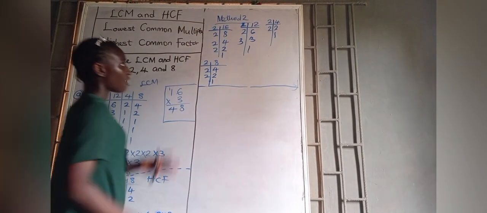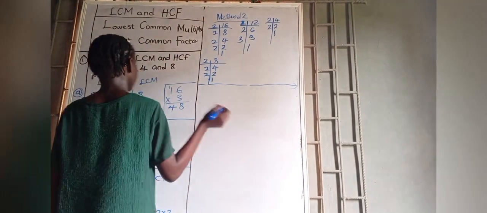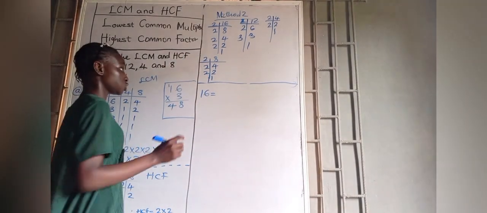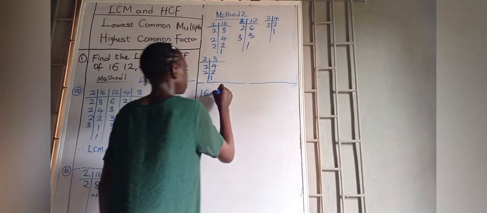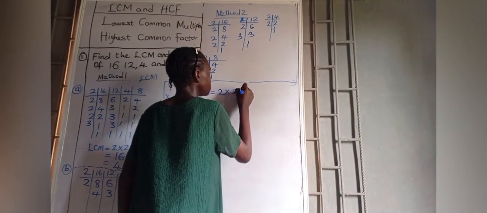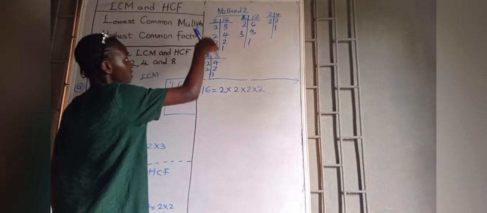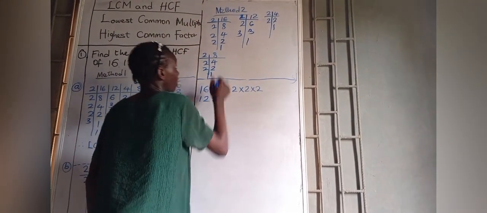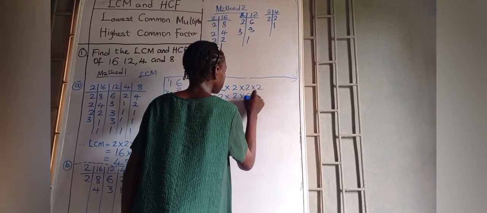This is method 2. I've found the prime factors. So now I write the product of the prime factors down. When I say product of the prime factors, product means multiplication. So for 16, I write down these factors that are here: 2 times 2 times 2 times 2. That is for 16. For 12, I also write the factors here: 2, 2, and 3. 2 times 2 times 3.